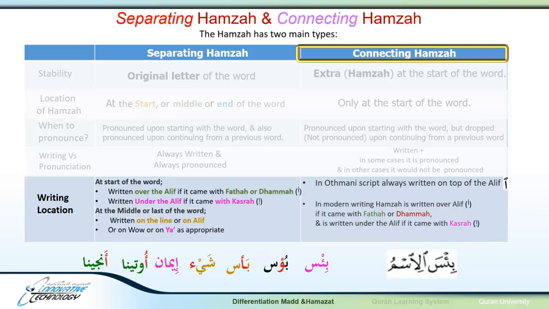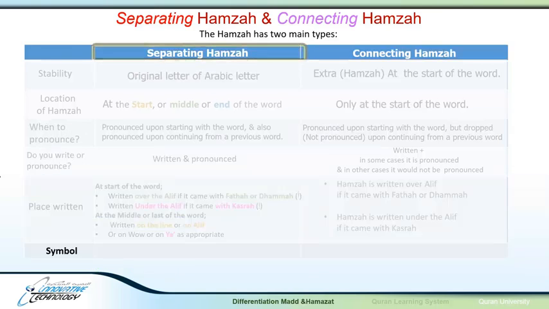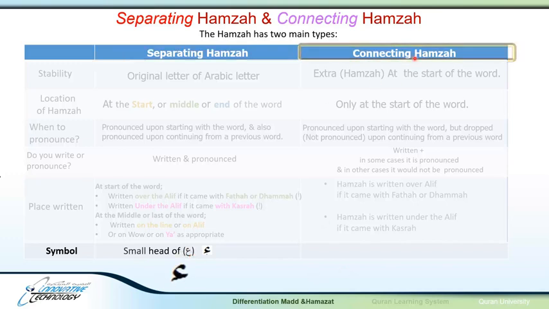And now, the last differentiating point in our table, which is the symbol used to differentiate the two. The symbol used for the separating Hamza is the Hamza symbol, which looks like the small head of the Ain letter. It looks like this. And in case of the connecting Hamza, the symbol looks like a small sad. Please note that the sad symbol for the connecting Hamza is only used in the Ottoman script in the Quran, and is not used in the modern writing of Arabic.